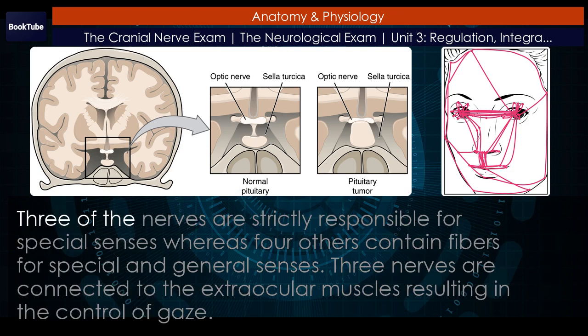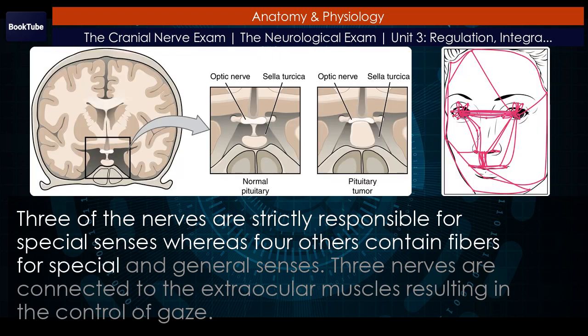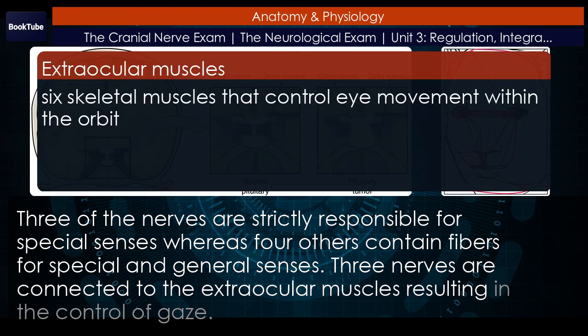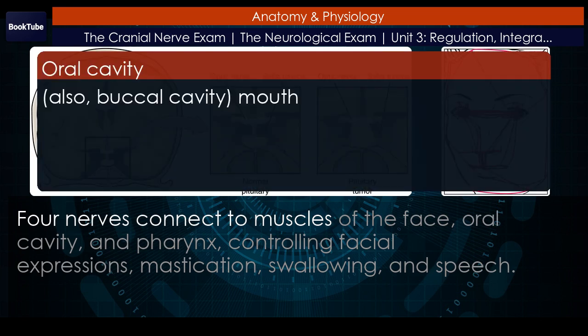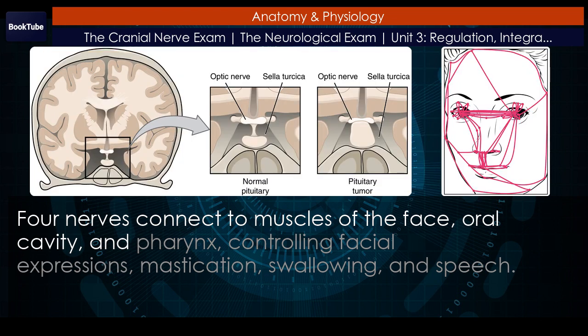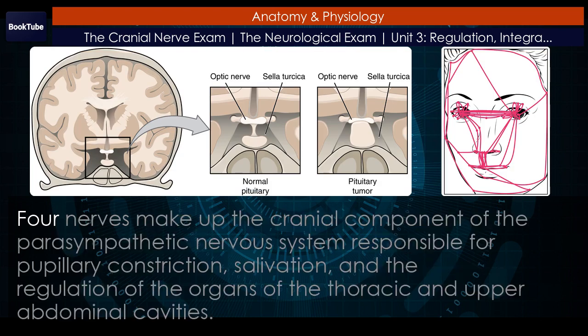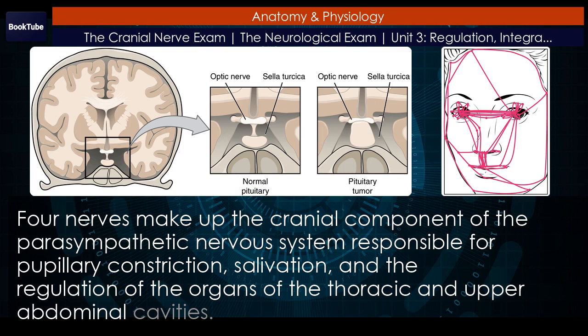3 of the nerves are strictly responsible for special senses, whereas 4 others contain fibers for special and general senses. 3 nerves are connected to the extraocular muscles, resulting in the control of gaze. 4 nerves connect to muscles of the face, oral cavity, and pharynx, controlling facial expressions, mastication, swallowing, and speech. 4 nerves make up the cranial component of the parasympathetic nervous system, responsible for pupillary constriction, salivation, and the regulation of the organs of the thoracic and upper abdominal cavities.